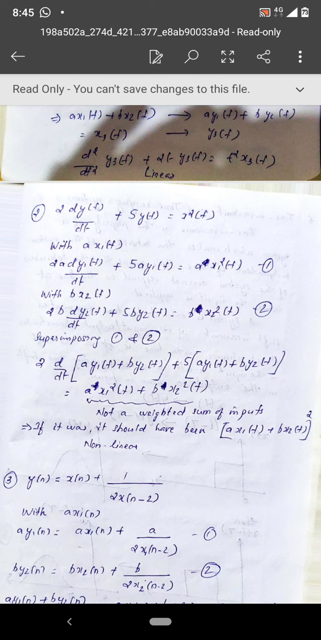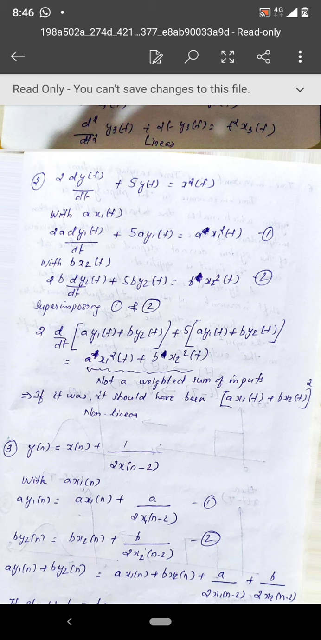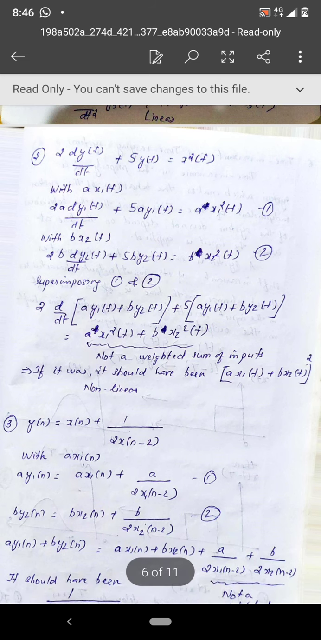You can see that for the LHS, the first term is the weighted sum of the outputs, the second term also is the weighted sum of outputs, but you cannot say the same thing for the RHS, that is, for the input. That is not a weighted sum of the inputs. If it was, it should have been a x1 of t plus b x2 of t the whole square. That was the new input, a new signal x3 of t, you applied. If you had applied such a new signal, that should have been x3 square of t, that is a x1 of t plus b x2 of t the whole square, but that is not the resulting RHS. Hence the RHS is not a weighted sum of the inputs, so the system is non-linear.